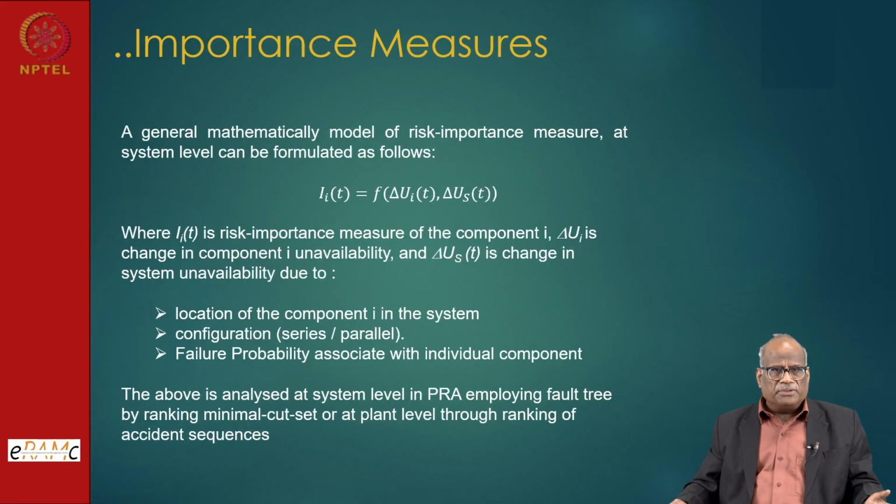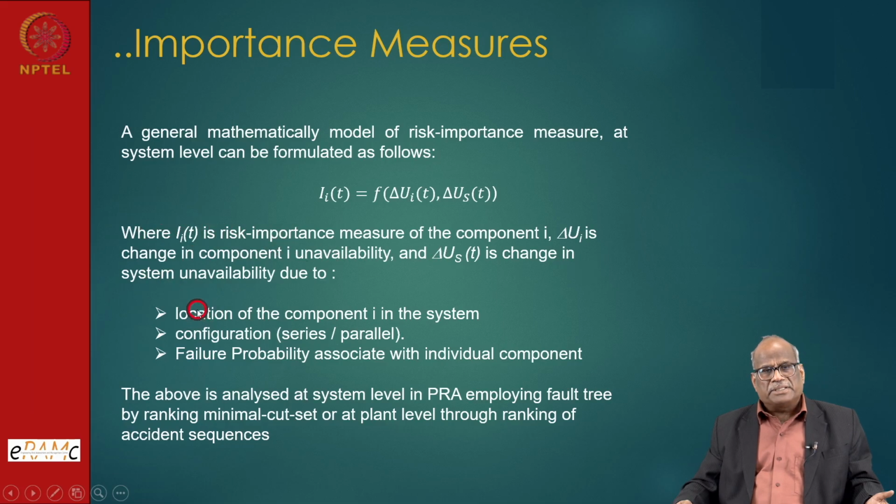Now, importance measure we have estimated. How do we measure that? The importance measure for a component is a function of the change in unavailability divided by the change in system unavailability. So these two are related. Risk importance measure is the amount. Yeah, I am just explaining it.